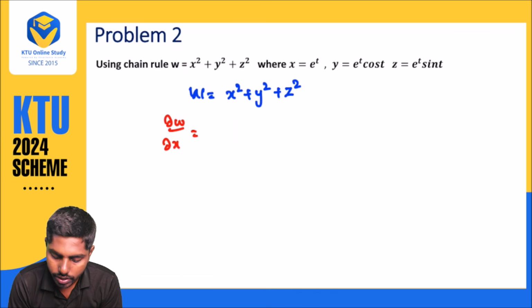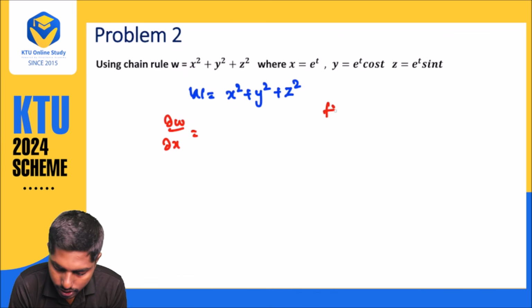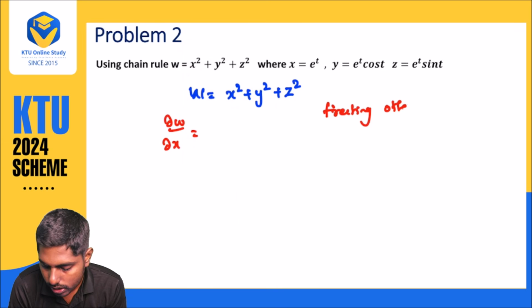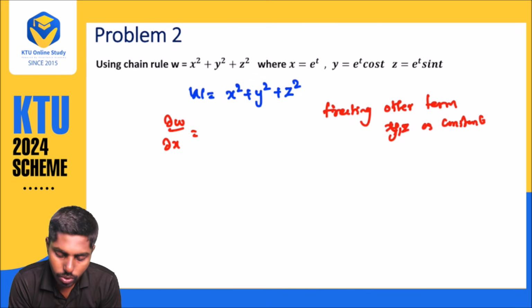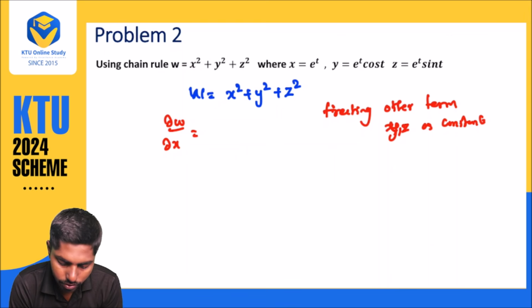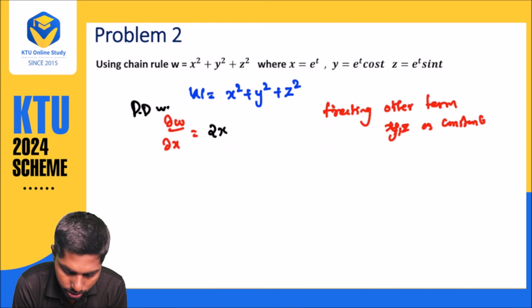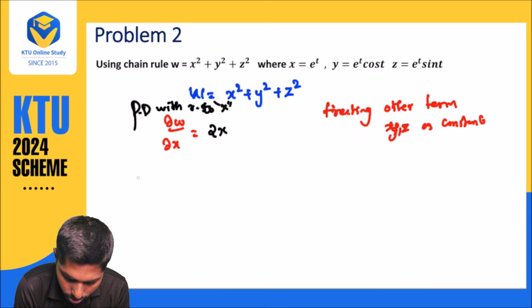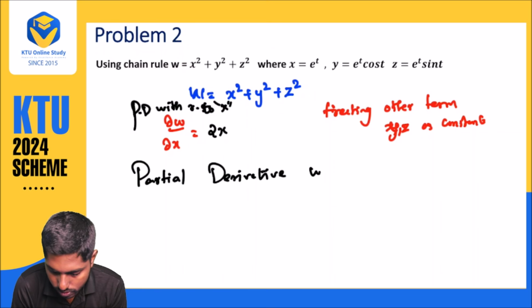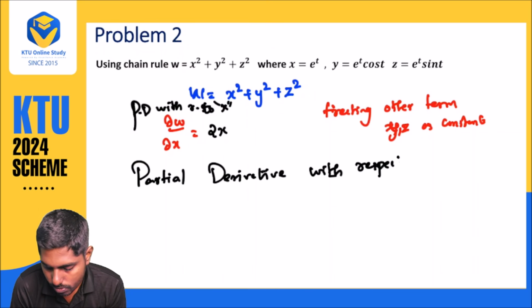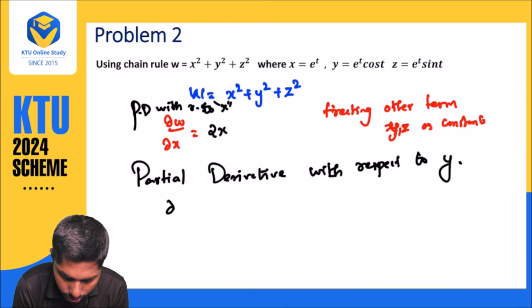When we take the partial derivative with respect to x, what will happen? We treat the other terms, y and z, as constants. So taking the partial derivative with respect to x, it will become 2x. And similarly, the partial derivative with respect to y.